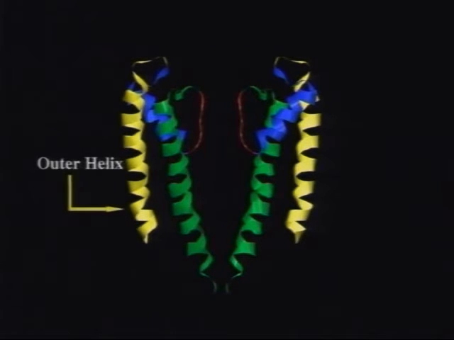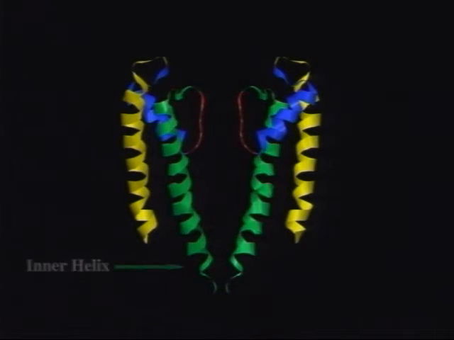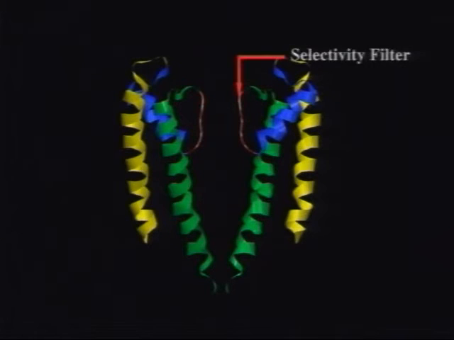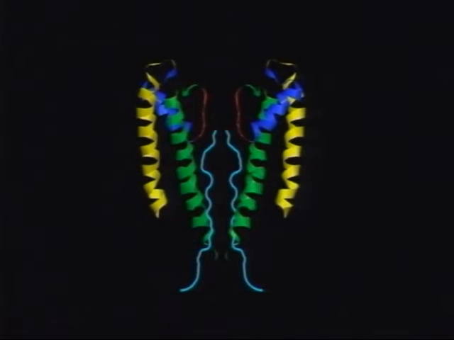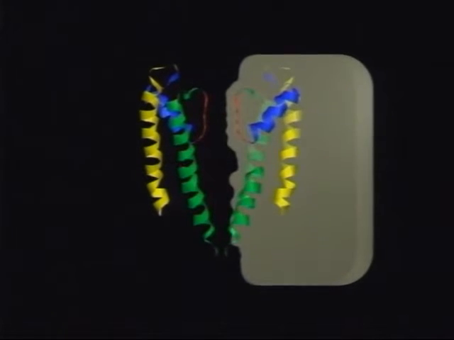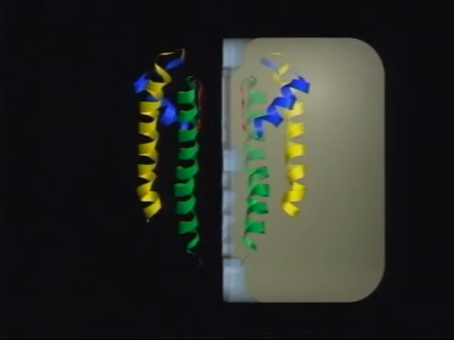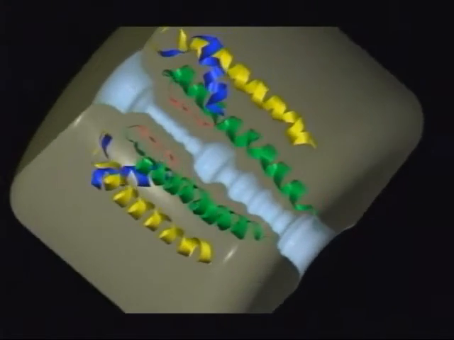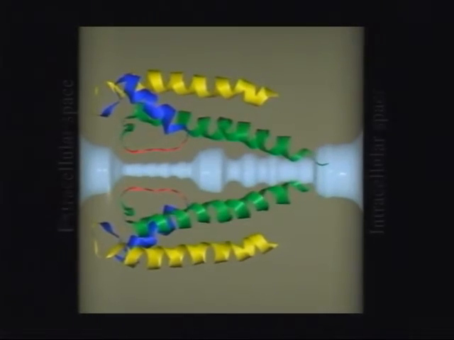Each subunit consists of an outer helix, inner helix, pore helix, and a selectivity filter. The protein atoms form a pore between these subunits. We follow the lining of this pore with the blue curve. We generate a cylindrically symmetric pore lining by rotating the 2 curves shown around the channel axis by 180 degrees.